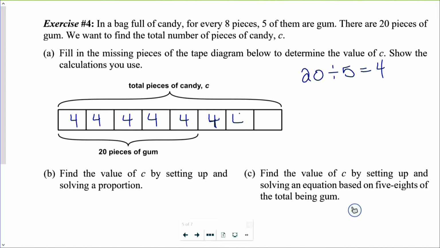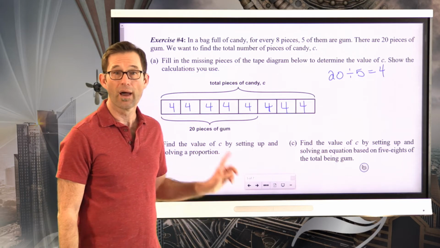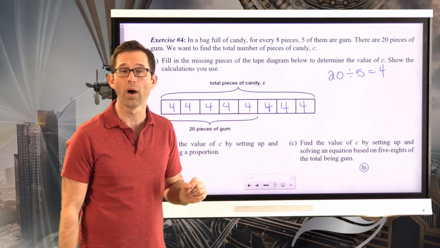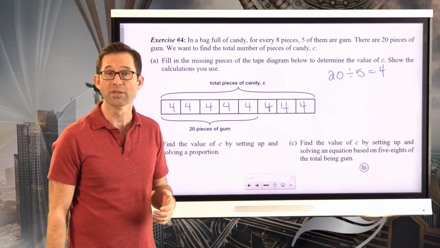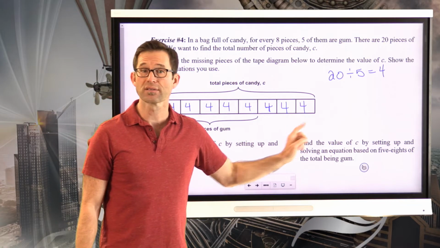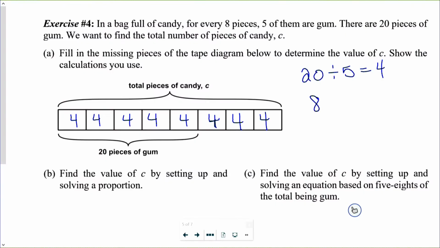They're all even-sized boxes. They all should hold the same amount, right? And I know then there should be 4 in each one of these, which means there should be 4 in these as well. So how many total pieces of candy do I have? Well, now I can say I've got 8 of these boxes in total. I'm going to multiply by 4, and I'm going to get 32. That's going to be my total amount.